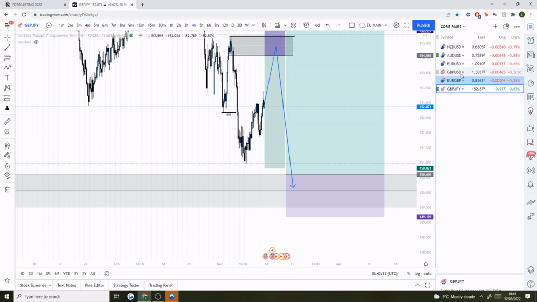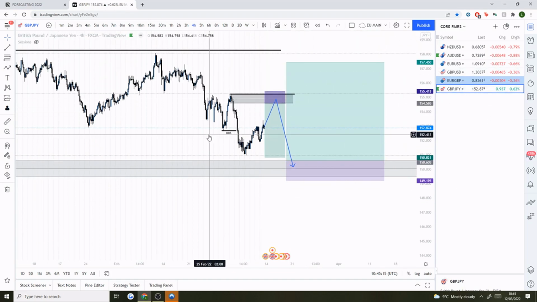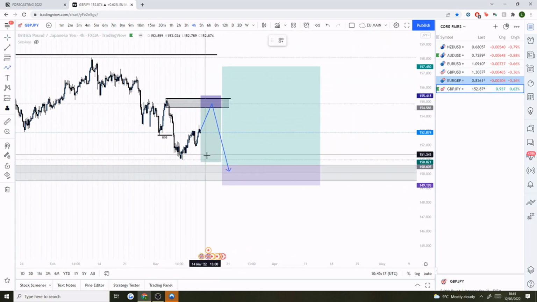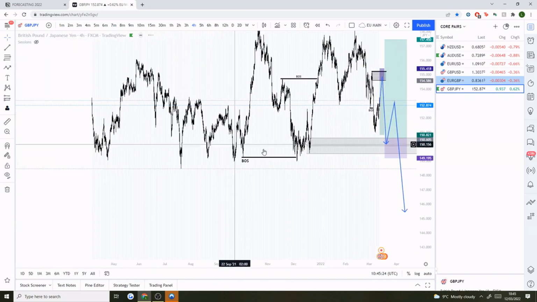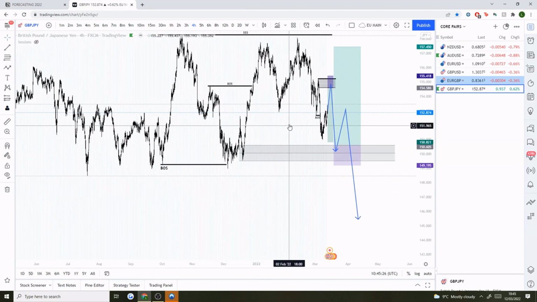But also, if we are going to see the continued downtrend on the pound dollar, then it's possible that pound yen will also just continue with the 4-hour structure in a downtrend and completely reverse this whole thing here.